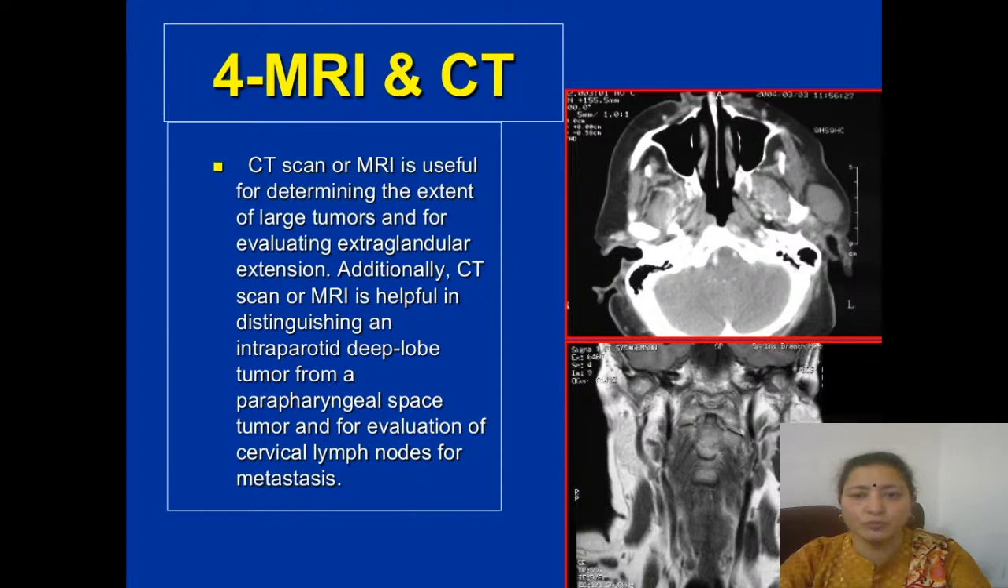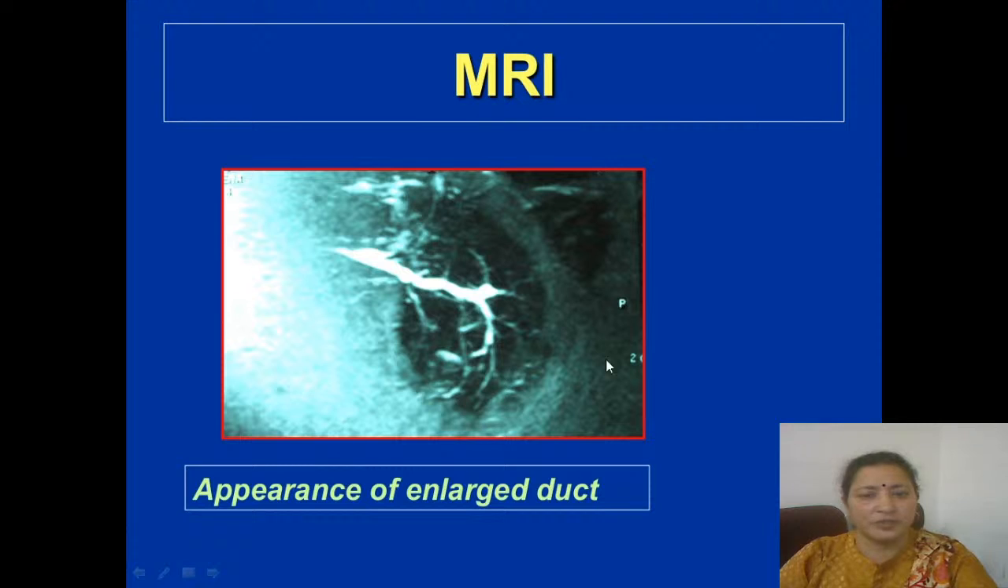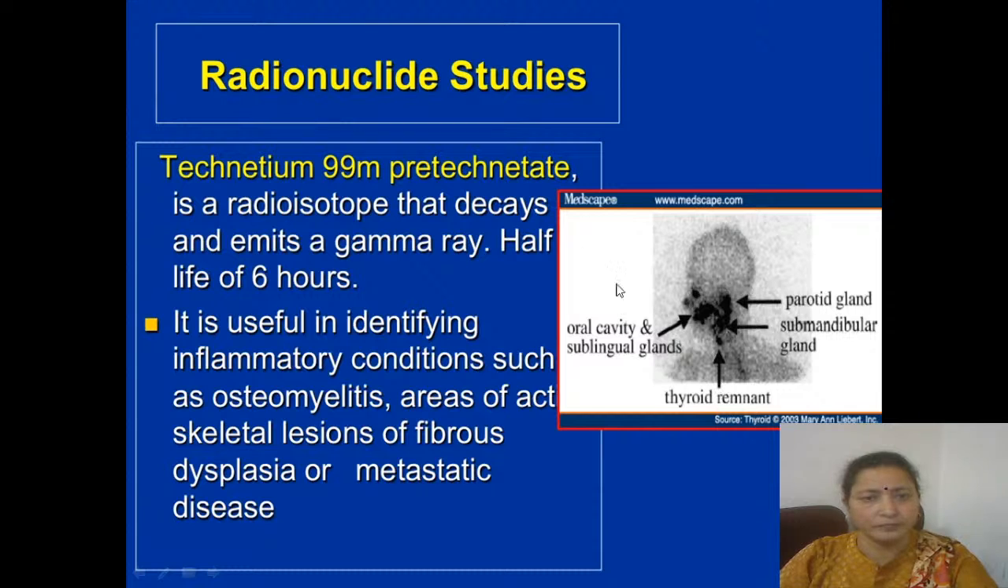Then if it's a malignant tumor, whether the lymph nodes are involved or not. So we need to do these tests. Then there are certain conditions where minor salivary glands can have problems. It's not so easy to identify minor salivary gland issues which are a little deep seated. In those cases also it can help us. This is one view of MRI where the duct has been seen. It appears dilated and big.